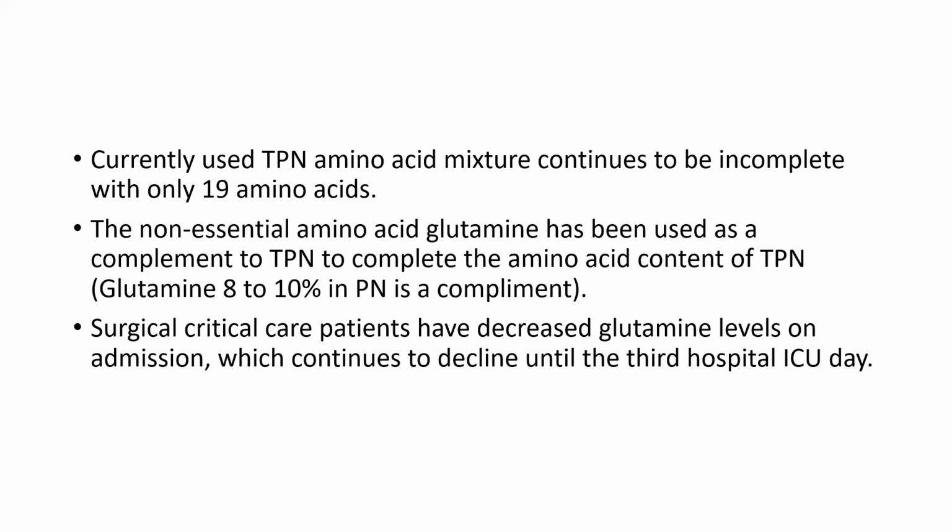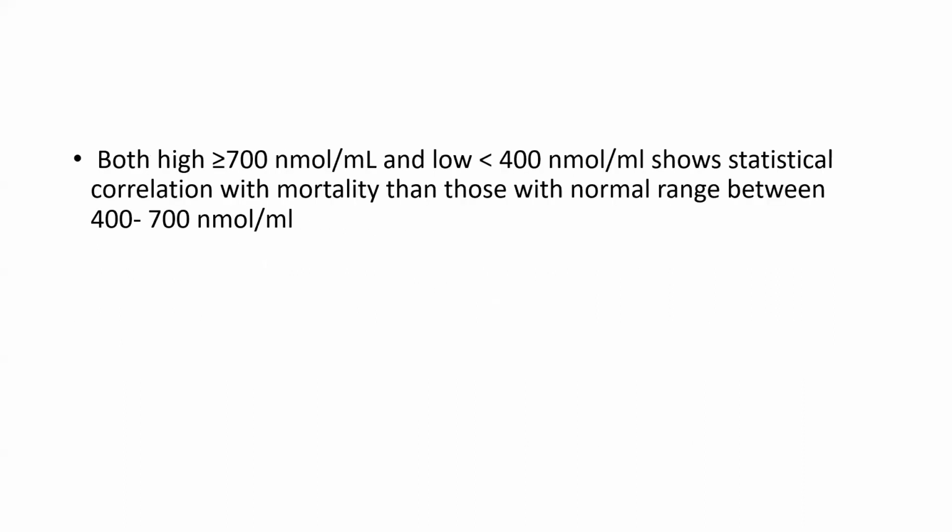That is, glutamine 8% to 10% in parenteral nutrition is complementary. Critical care patients have decreased glutamine level on admission, which continues to decline until the third day of hospital ICU stay. Both high, that is more than 700 nmol per ml, and low, that is less than 400 nmol per ml, show a statistical correlation with mortality compared to those with the normal range between 400 to 700 nmol per ml.